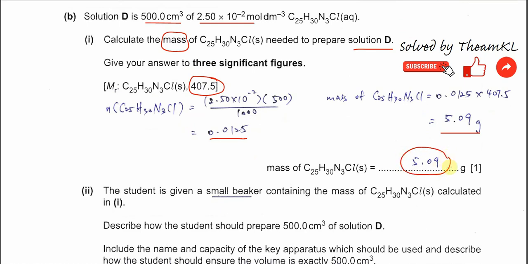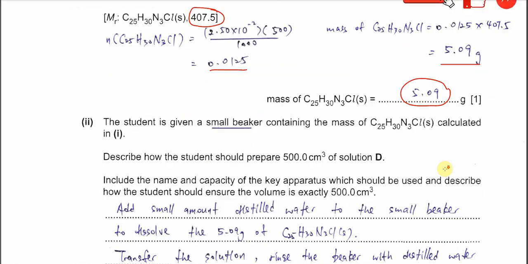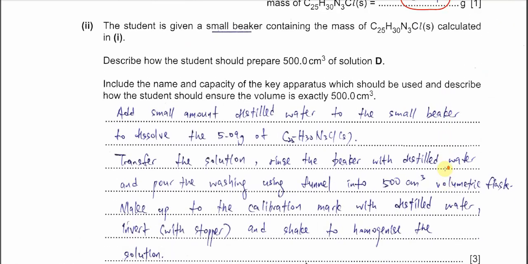We need to use this mass for the preparation later. Part 2. The student is given a small beaker containing the mass of this dye calculated in part 1. Describe how the student should prepare 500 cm³ of solution D. Include the name and the capacity of the key apparatus which should be used, and describe how the student should ensure the volume is exactly 500 cm³, or 500.0 cm³.